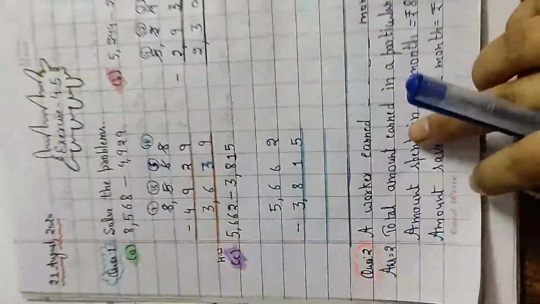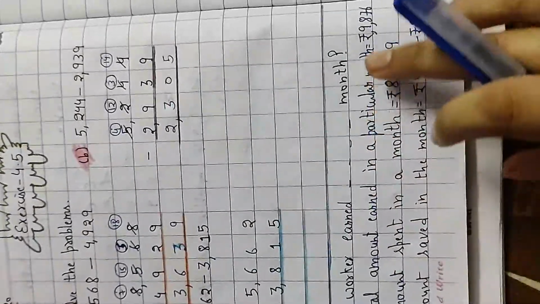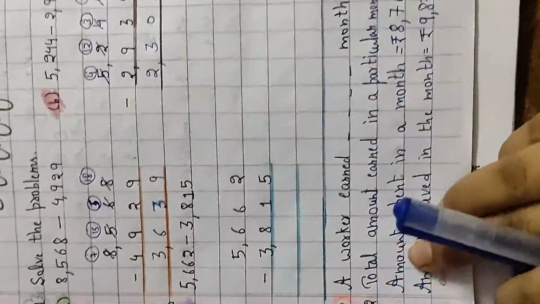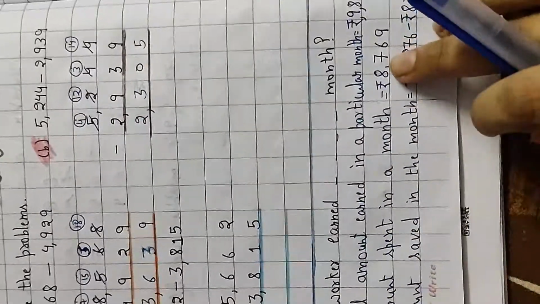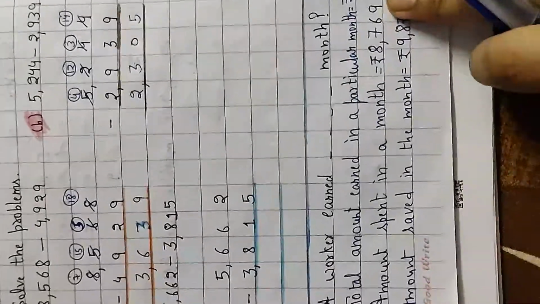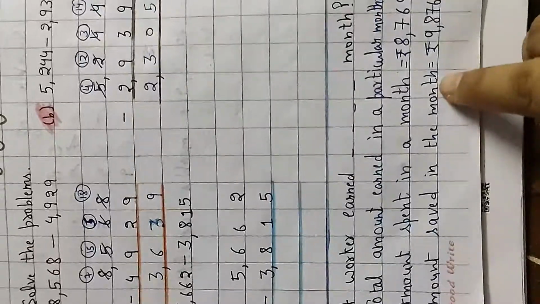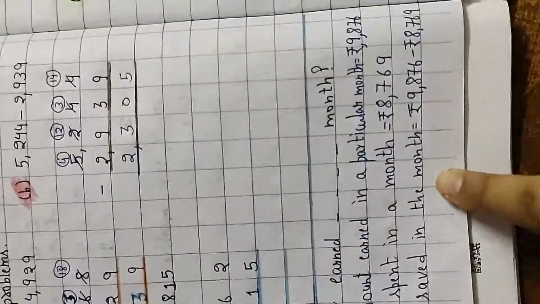So now total amount earned in a particular month is rupees 9,876. Amount spent in a month is rupees 8,769. Now next third statement will be amount saved in the month. Now what is the amount that is saved in the month? We have to subtract.